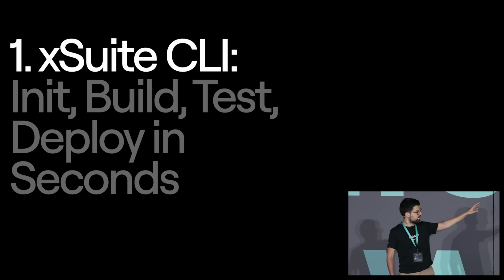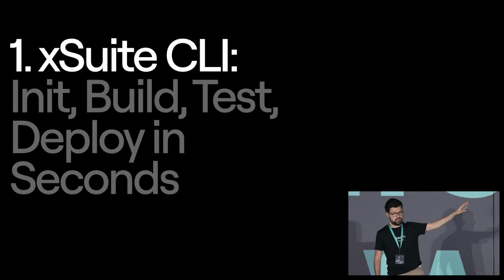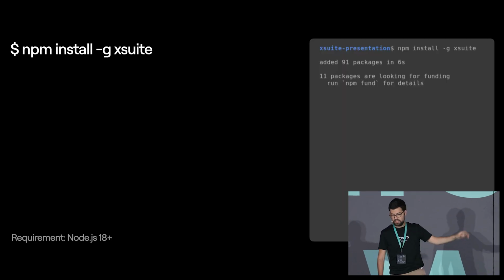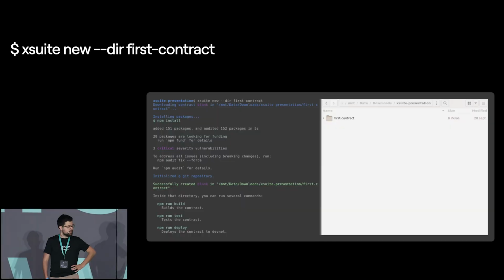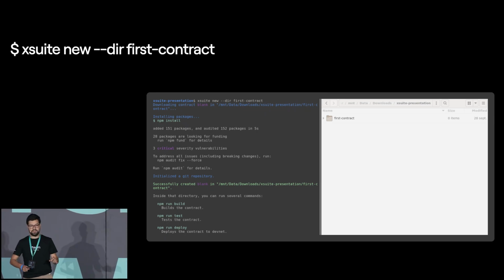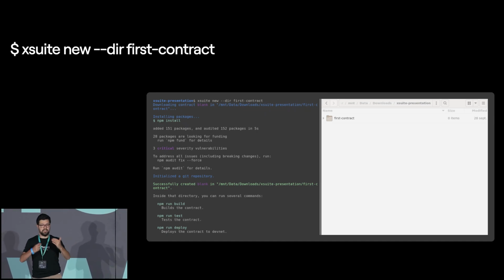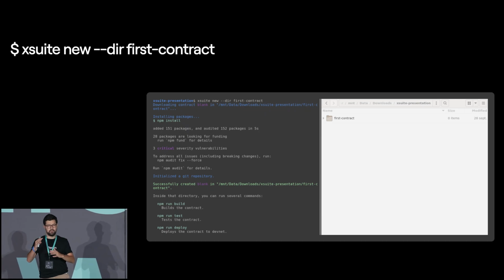So the first thing is that you need to install xSuite. So with this simple command, and it takes just a few seconds to install it. The second is xSuite new. So with this, you are going to create a new contract. You can see on the right that the folder has been created. And this contract is already fully set up. It means that you can immediately after this start building your contract. You don't need to think about creating this file, this file, this file. No, you can already start.